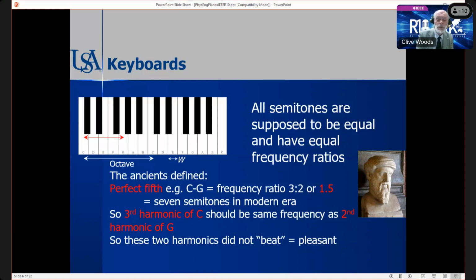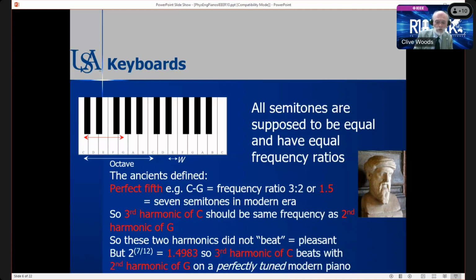And they probably didn't understand all the reasons about harmonics and so on. They just empirically worked out that a frequency ratio of 1.5 sounded really nice. But that's the reason. They were expecting the third harmonic of the lower note to be beatless with the second harmonic of the upper note.